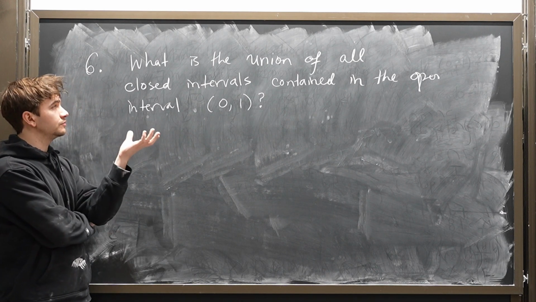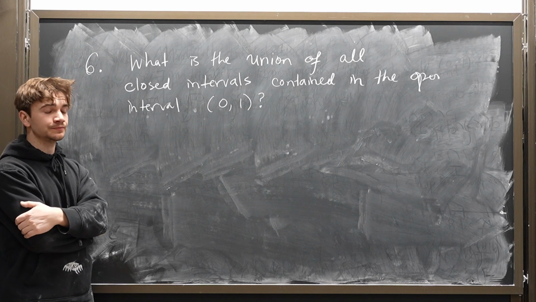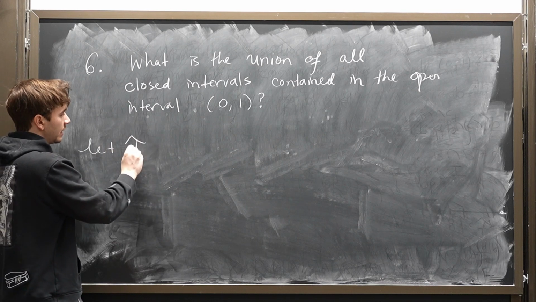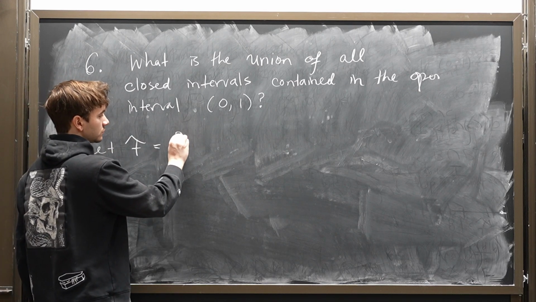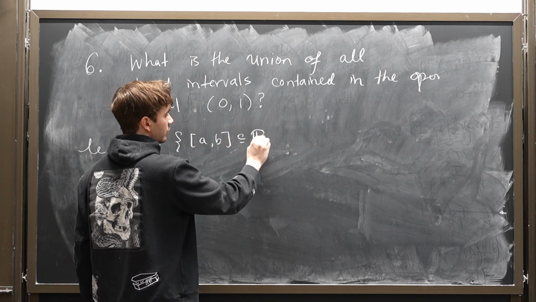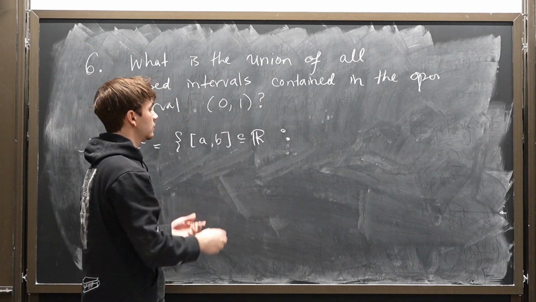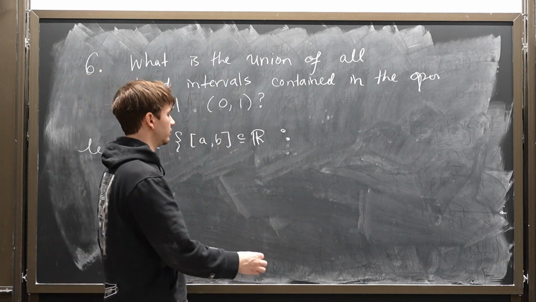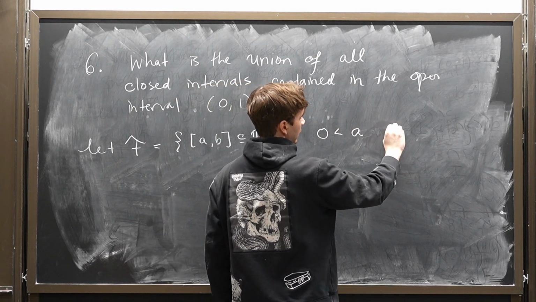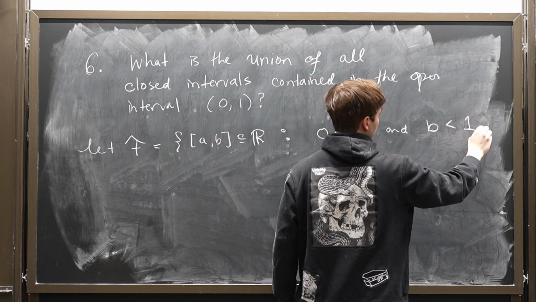Today we're going to be solving the question, what is the union of all closed intervals contained in the open interval (0, 1)? Let's start with some notation. We're going to let F denote our family of closed intervals. This is going to be the set of all [a, b], a subset of the real numbers, such that this interval is contained in (0, 1), which is equivalent to saying that 0 is less than a and b is less than 1.